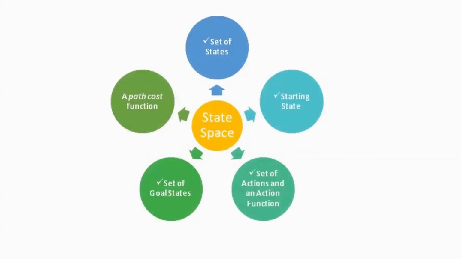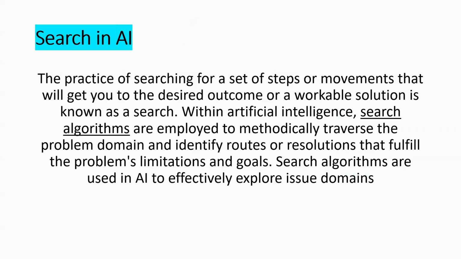So we can see that the state space has a set of states, a starting state, a set of actions, a set of goal states, and a path cost function, right? It can start from the first state. So now, search in AI.